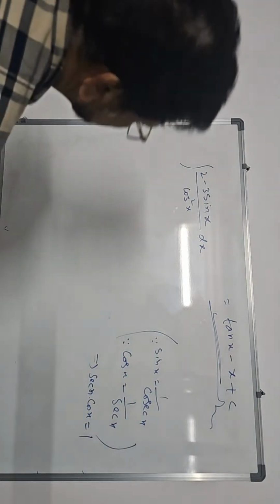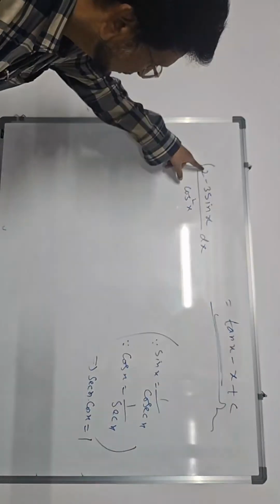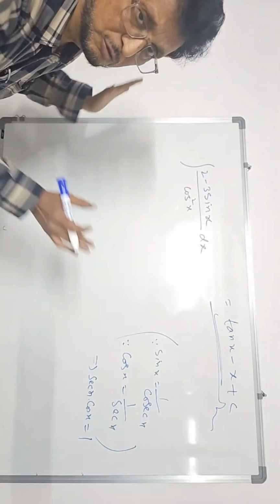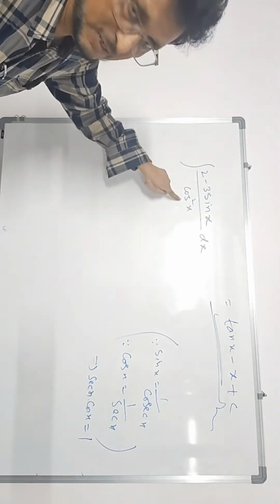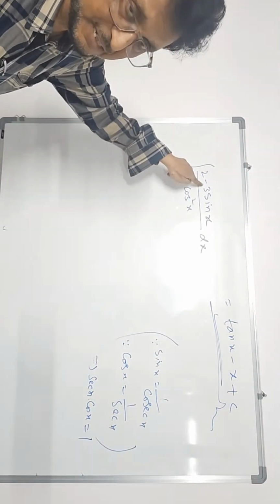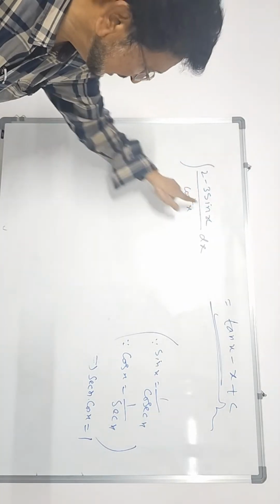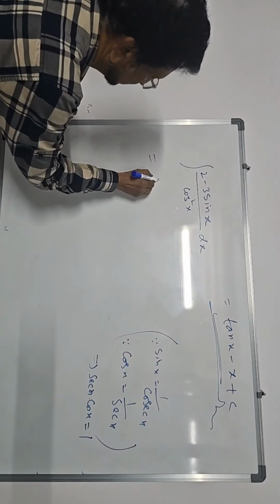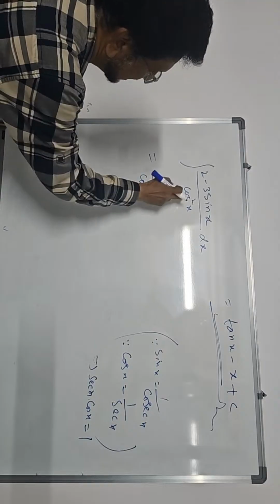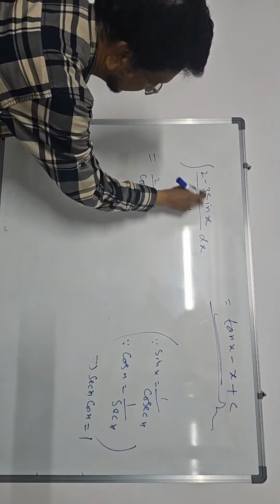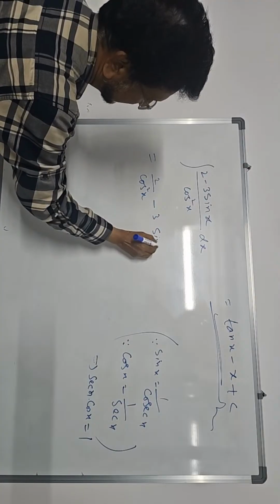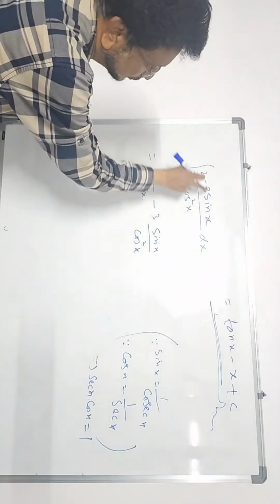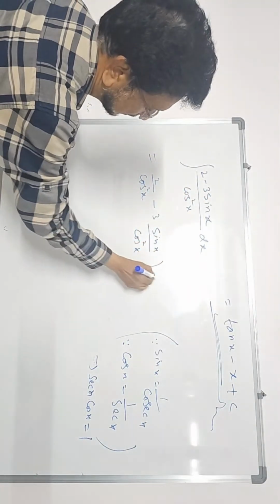You can try yourself. I will give you the hint: 2 by cos square x minus 3 sin x by cos square x. Separate these two terms. One term is 2 by cos square x, and the second term you take separately: minus 3 sin x by cos square x. Then you will be able to solve it. I will give the first step. The denominator cos square x can be written separately under these two terms, dx.